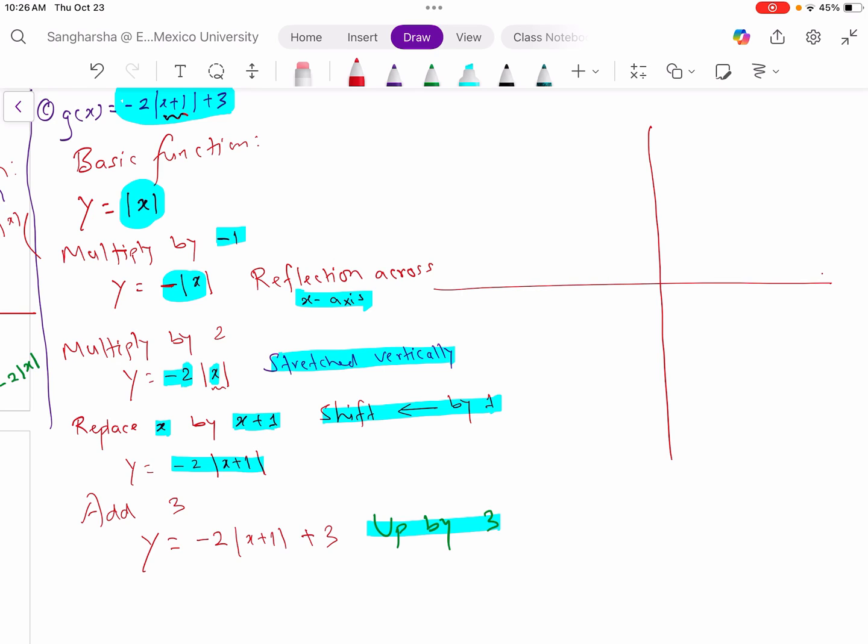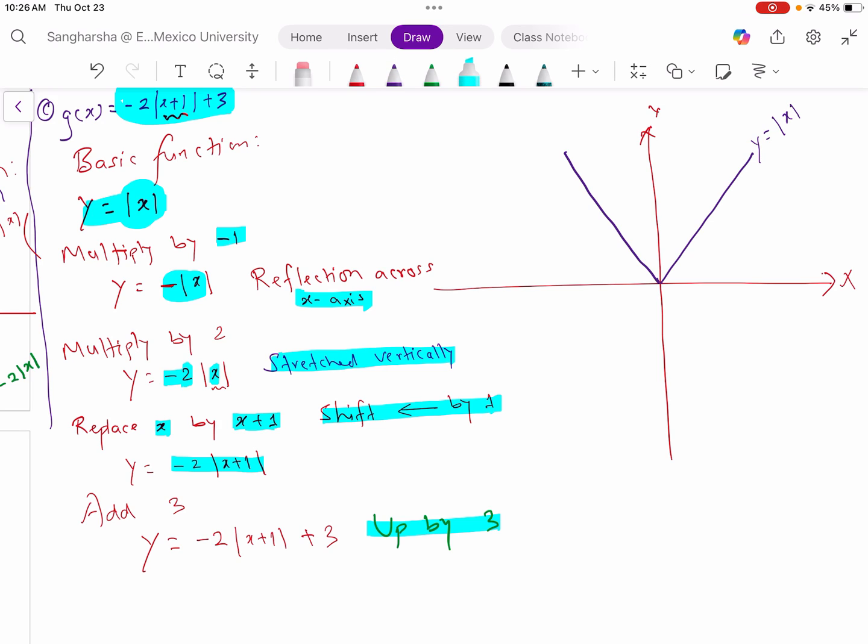So our basic function is y equals the absolute value of x. So it's a V shape, right? We draw a V shape at the origin. So this is our basic function, y equals the absolute value of x.